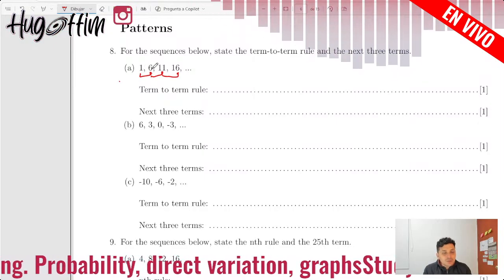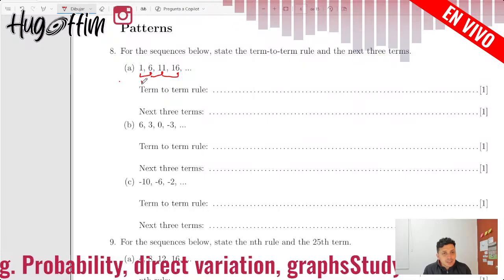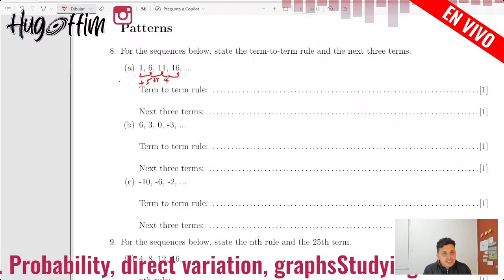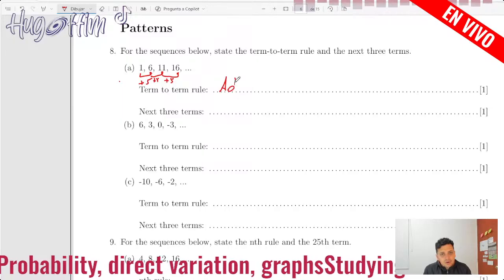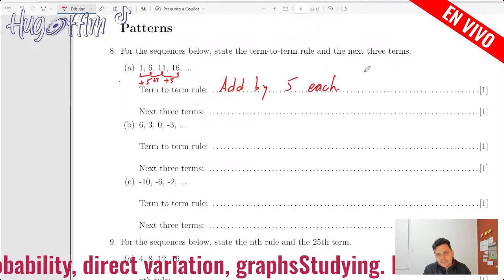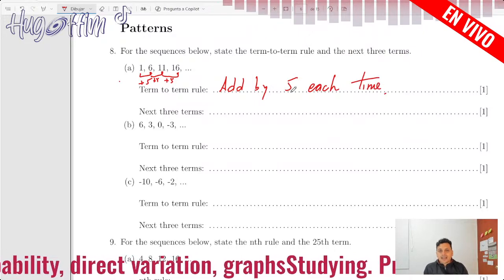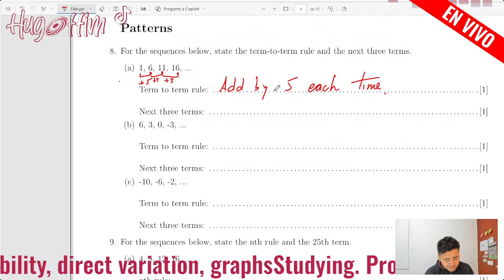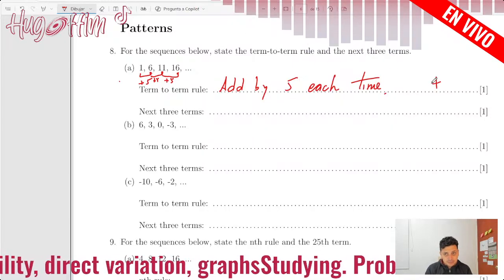For example, 1 to 6, then 6 to 11, 11 to 16. Look at that, I'm adding 5 each time. So add 5 each time. Look at that, I'm not going to put plus 5. I don't put plus 5.